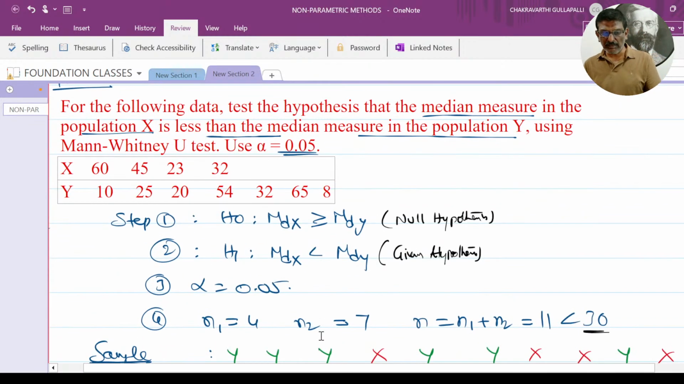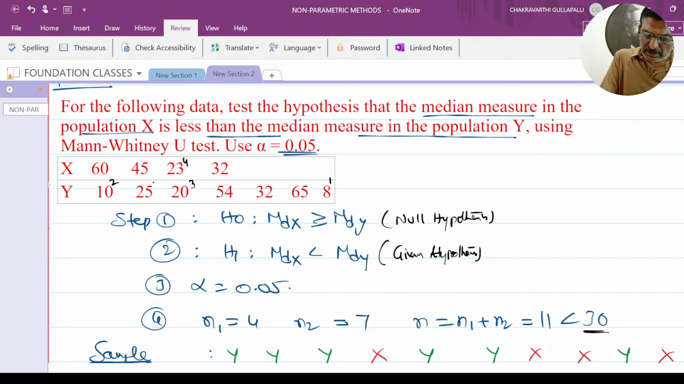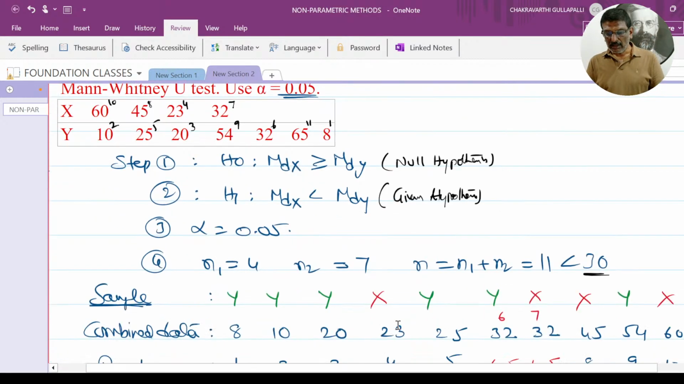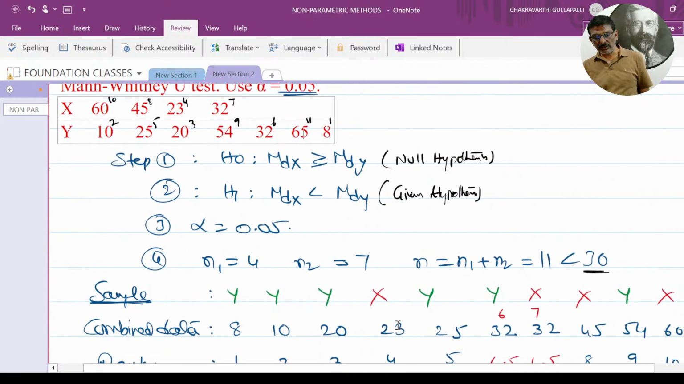Here the minimum is 8. This is the first sample, this is the second sample, third one, fourth one, fifth one, sixth one, seventh one, eighth one, ninth, 10th, 11th one. Increase the numbers like this. So you see 8, 10, 20, 23, 25, 32, 32, and so on.